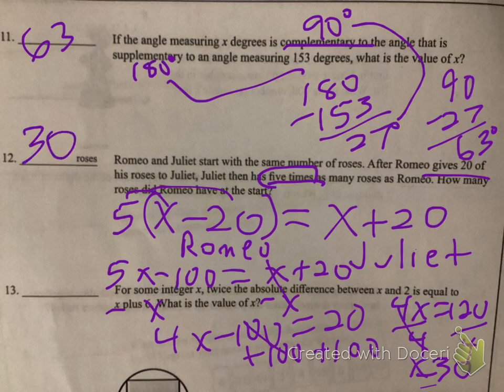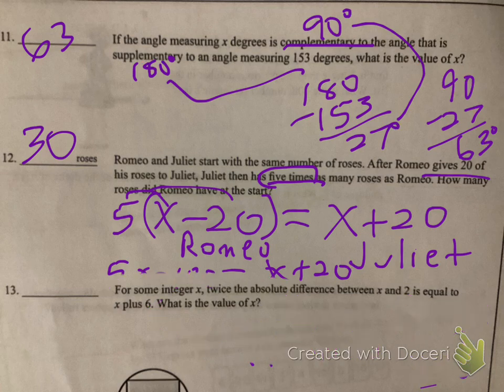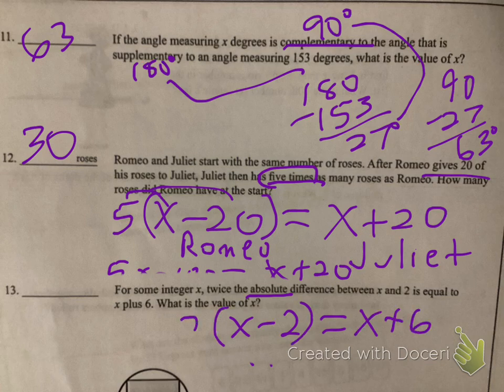All right, I'm just going to erase that for this problem. Okay, number 13. For some integer x, twice the absolute difference, and again, absolute just means it's positive, and difference means we're subtracting, between x and 2. So if I take x minus 2 is equal to x plus 6. And it does say twice that difference, so I need to distribute that 2 to make them equal. So now I just distribute the 2. I get 2x minus 4 equals x plus 6.